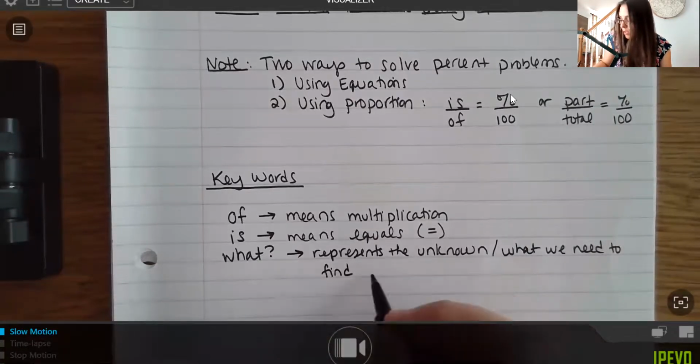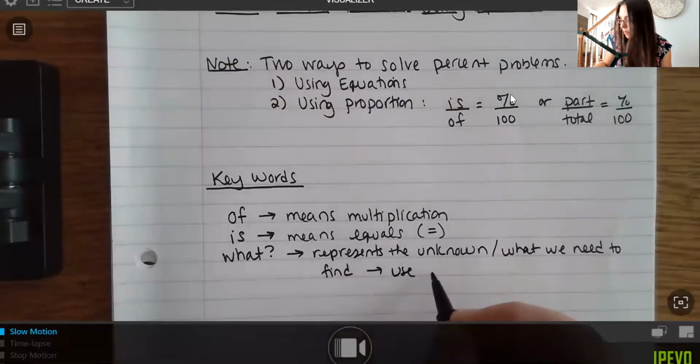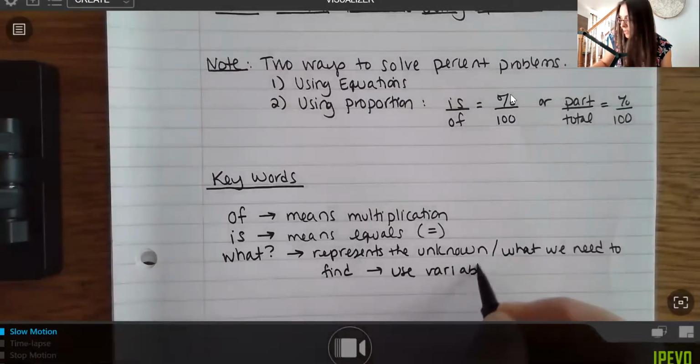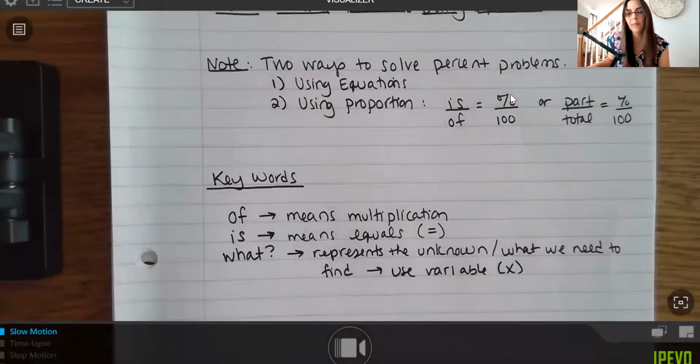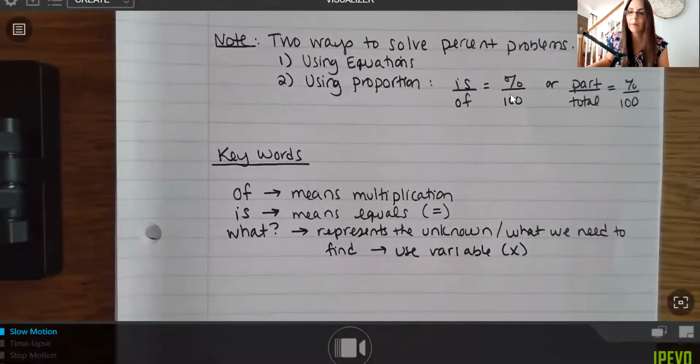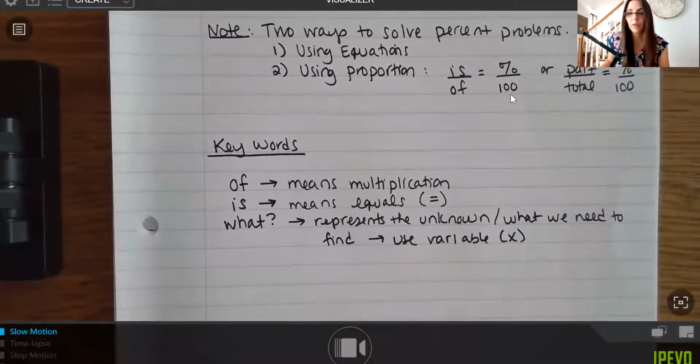And what you can do here is you can use a variable. Now, typically for us, just to be consistent, I'm probably going to use X most of the time, but you can use another variable. A lot of times I'll see the variable N there. N is often used to represent number. So it doesn't have to be X. Any variable is fine, but I'm going to just probably stick with X for most of our examples.